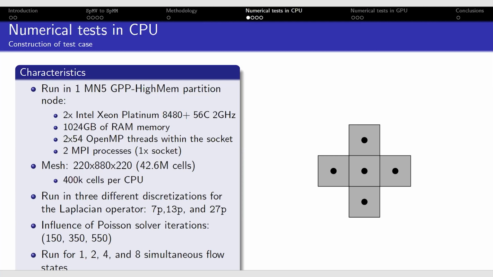We have called them 7P, which is a 2D representation, so you have to imagine there's one in front and one in the back as well. Then 13P, which has 13 non-zeros per row, an extension of those in the 3 directions, and 27P, which you can imagine as a Rubik's cube, and is heavier, like the heavier SpMVs in the Poisson solver. We tested for a different fixed number of iterations, and from 1 to 8 flow states. So those are the results.